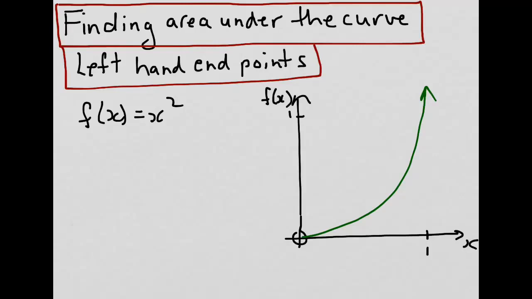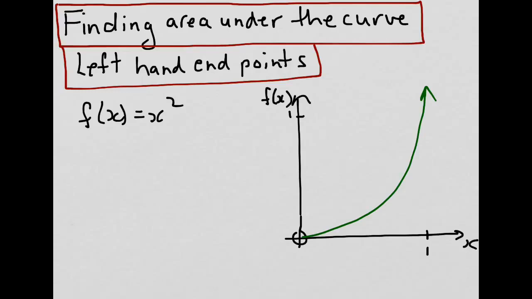Let's say we had a function, f of x equals x squared, which I've drawn on the grid on the right, and let's say we wanted to find the area under the curve to the x-axis. And we wanted to do this over the interval 0 to 1.